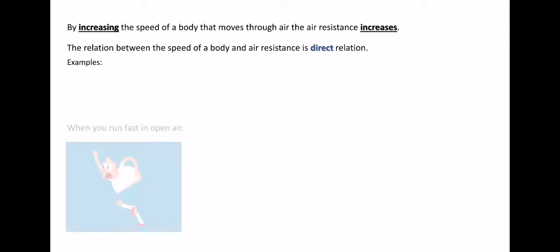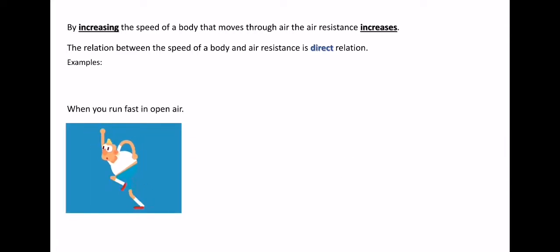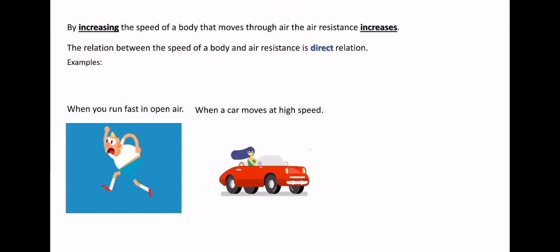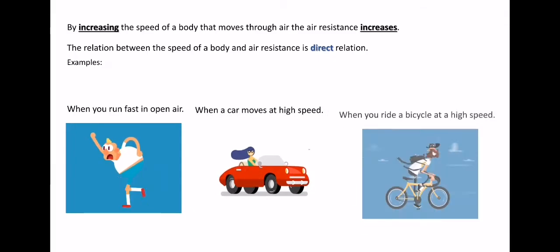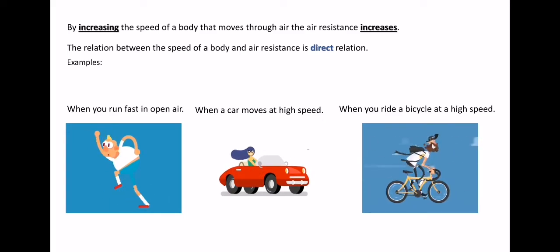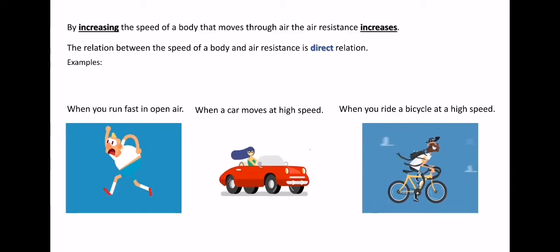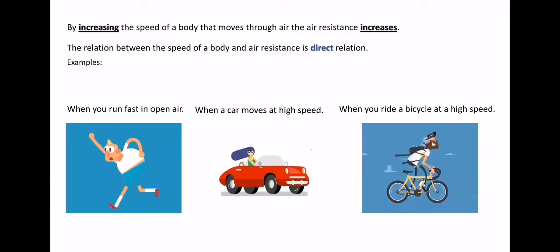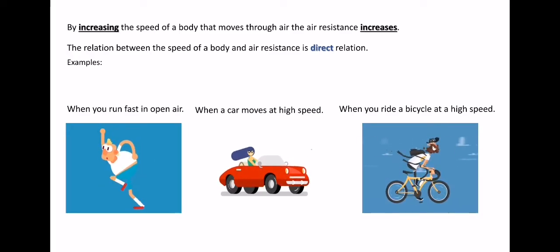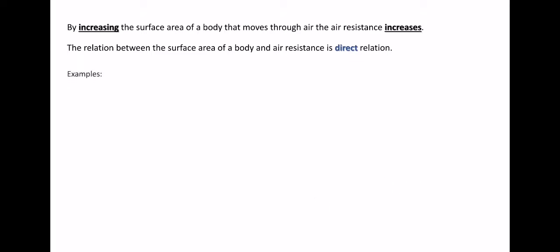We have many examples, like when you run fast in open air, or when a car moves at a high speed, or when you ride a bicycle at a high speed. In these cases, what happens? The friction force increases by increasing the speed of the object. The second factor is the surface area. Also, by increasing the surface area of the body, the air resistance increases. And also, the relation here is a direct relationship.